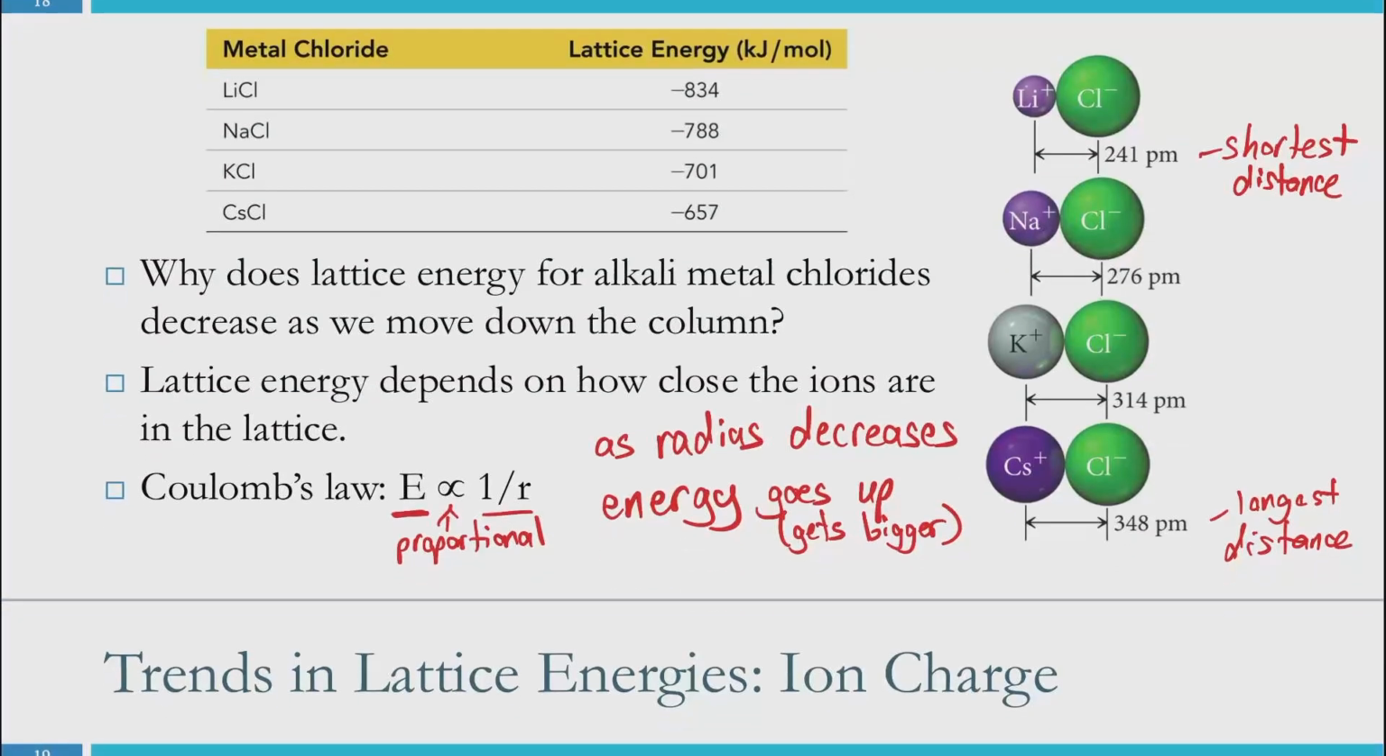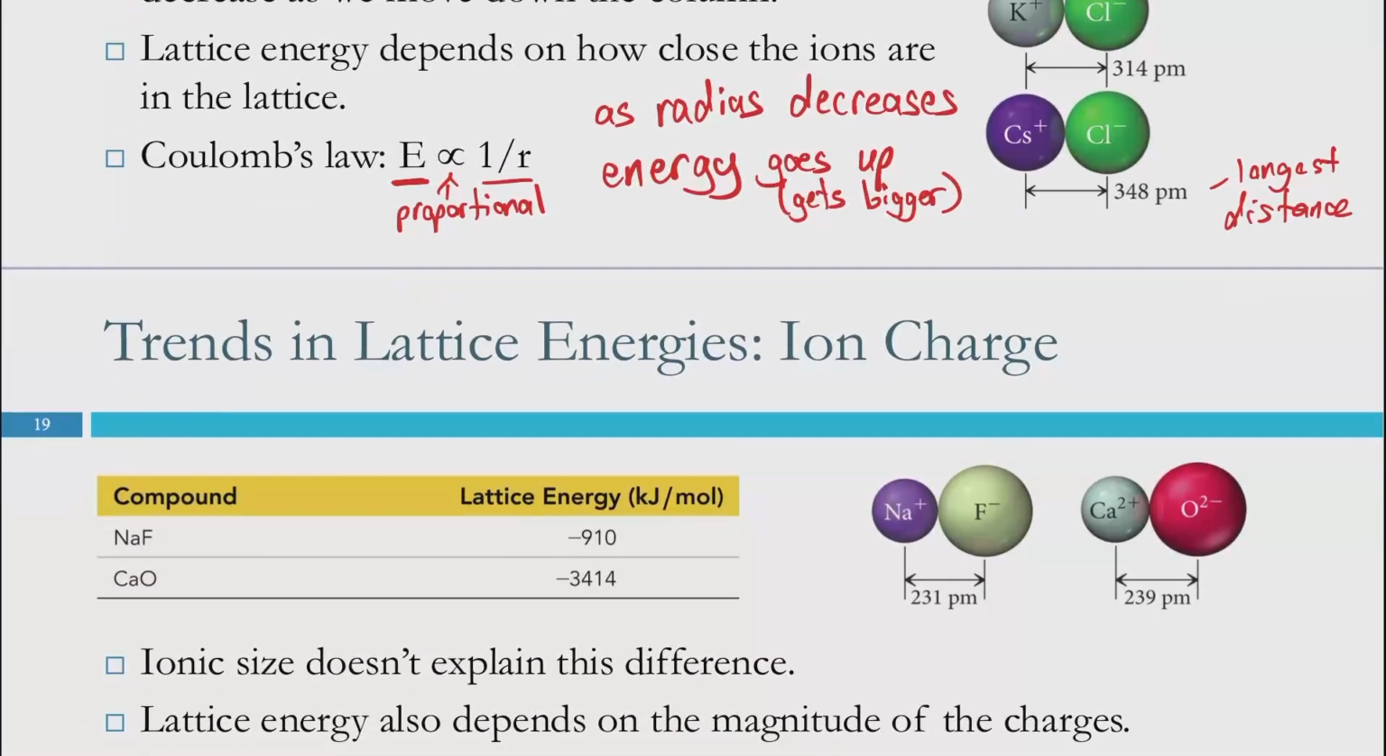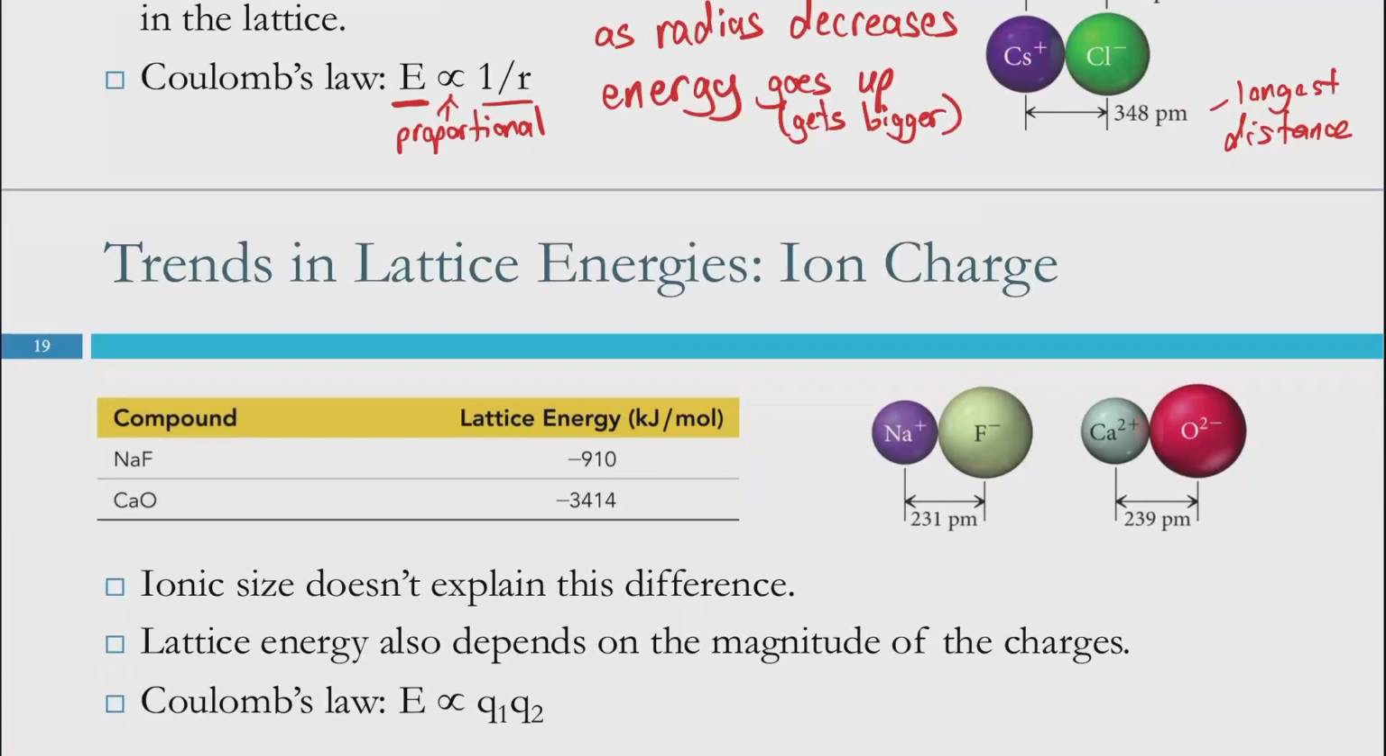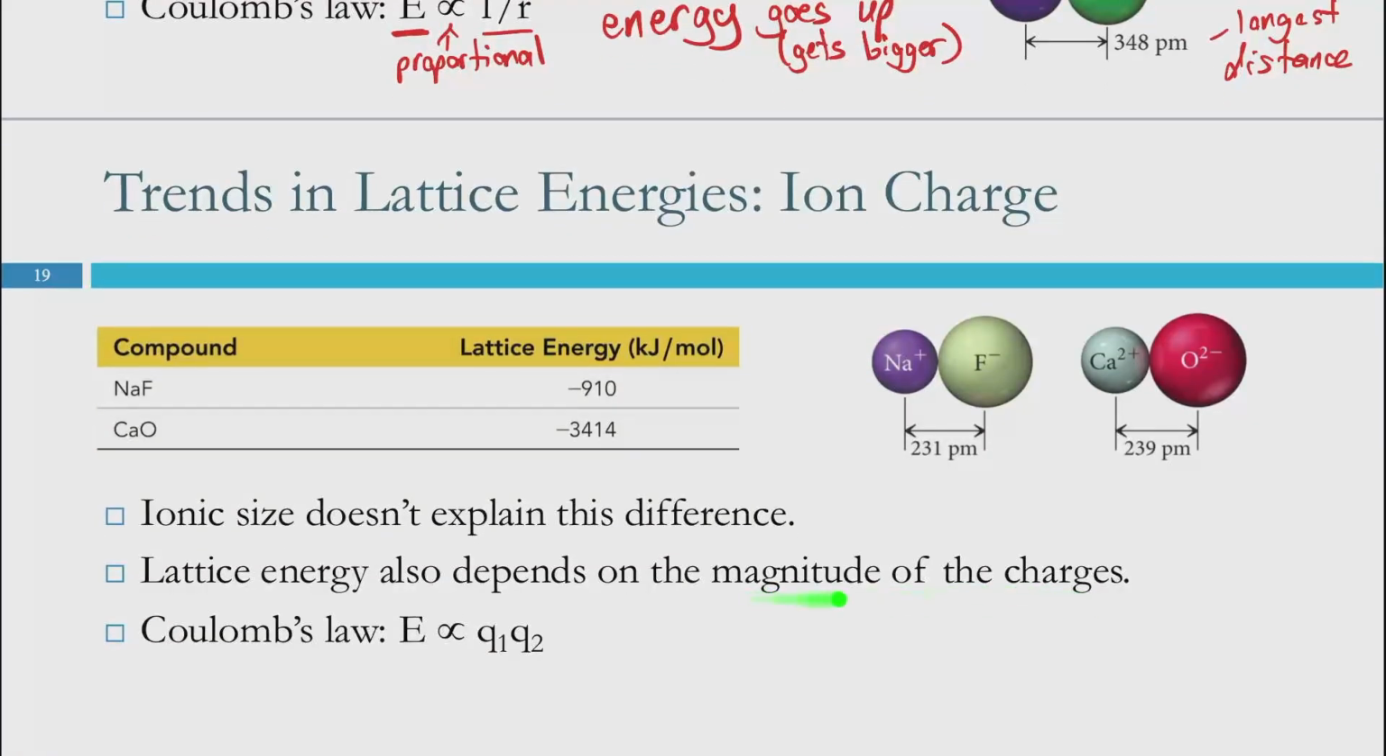Our other trend is for ion charge. So if we look at sodium fluoride versus calcium oxide, our lattice energy difference is dramatic. Our sodium fluoride has a lattice energy of 910, quite stable. Our calcium oxide has a lattice energy that's almost 4 times as big, almost 4 times that size. And if we look at ionic size, they're right about the same. So ionic size doesn't explain this difference. What does explain this difference is the magnitude of the charges.